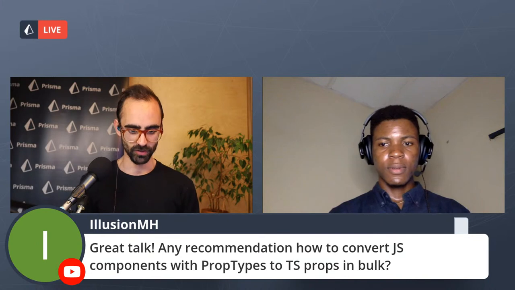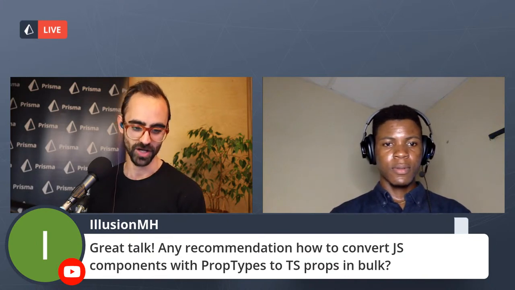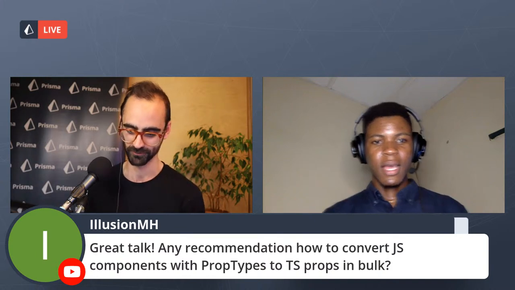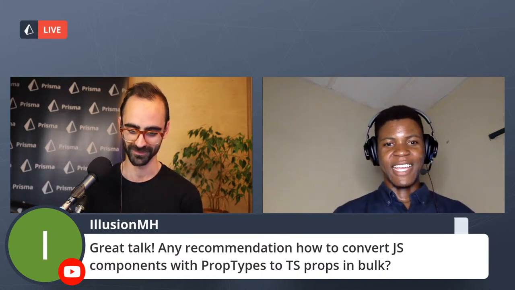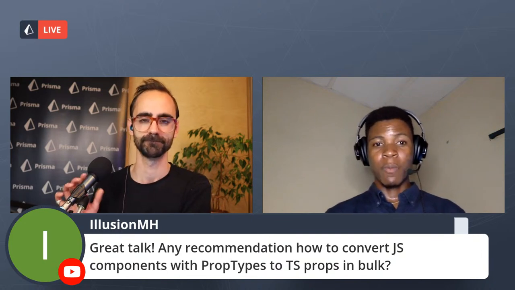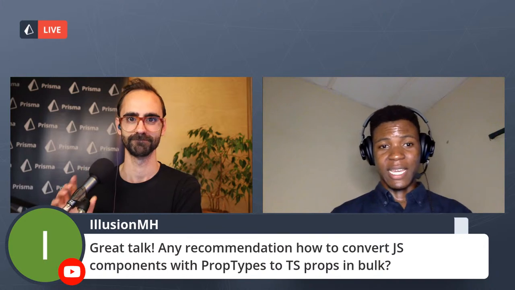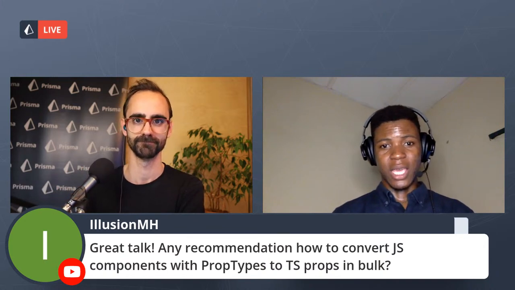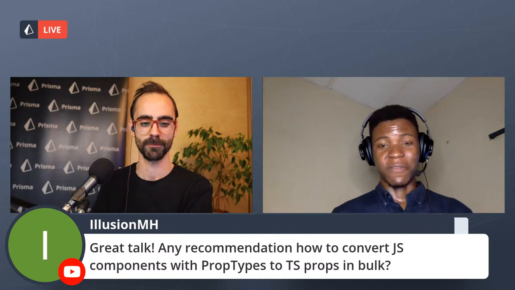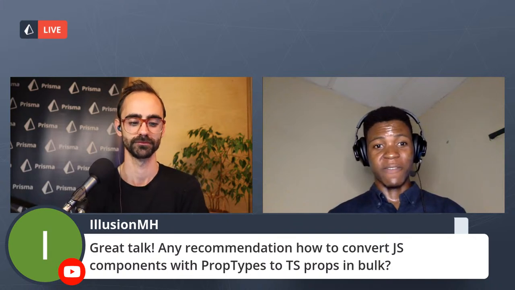Okay, great talk. Any recommendations on how to convert JS components with prop types to TS props in bulk? Okay, I do not have any recommendation for this. I want to believe that there may be tools online, maybe a plugin or maybe a website where you feed your code and then it brings the TS definitions, but I'm really not sure of any.